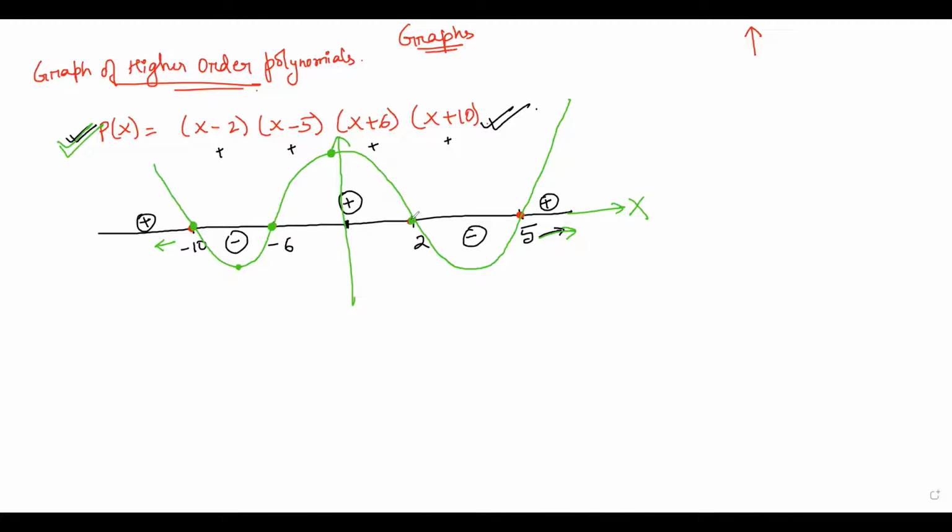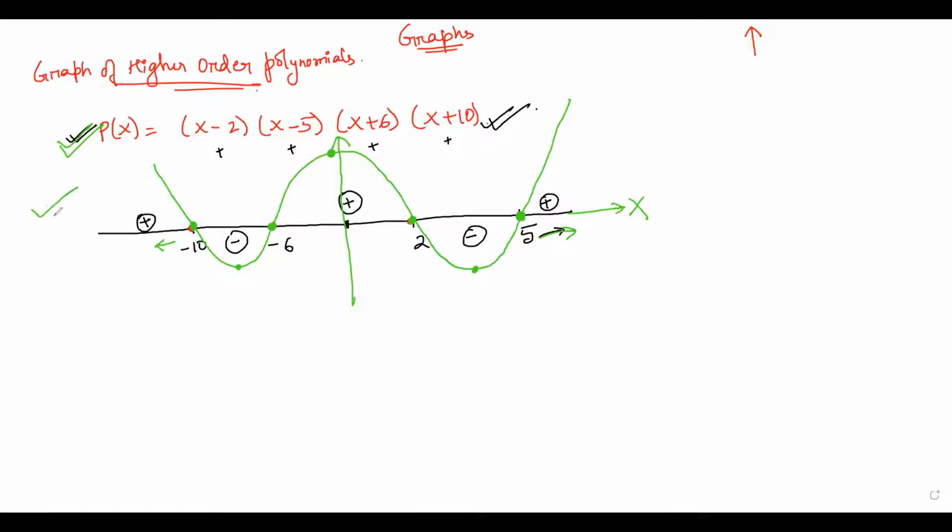And in a similar way, when we kept on increasing the value of x from 2 to 5, first the value of p(x) kept on decreasing and it attained a local minimum value, post which the value of p(x) kept on increasing and it attained a value of 0 at the critical point x equal to 5.